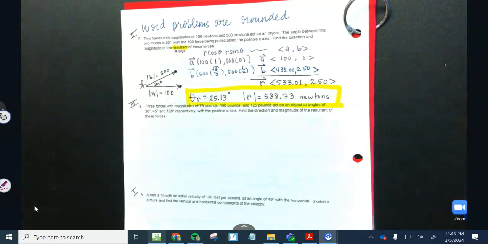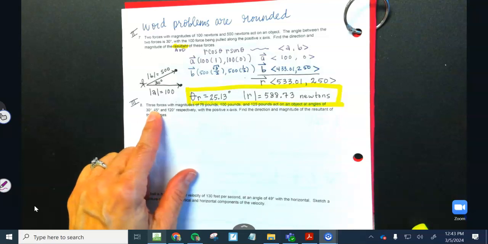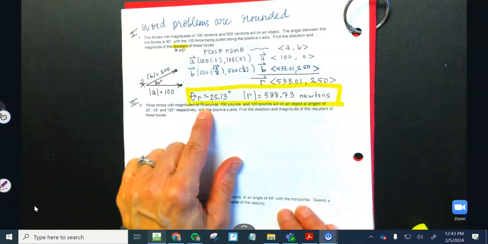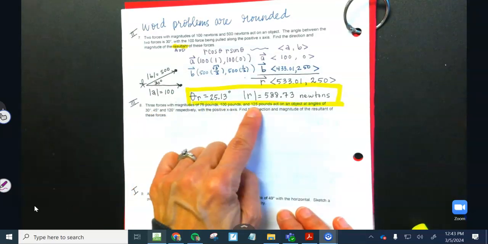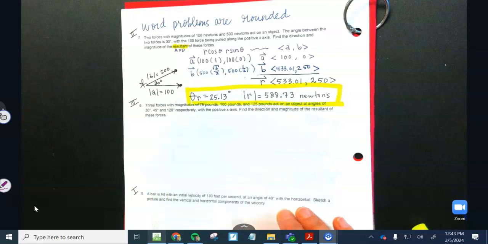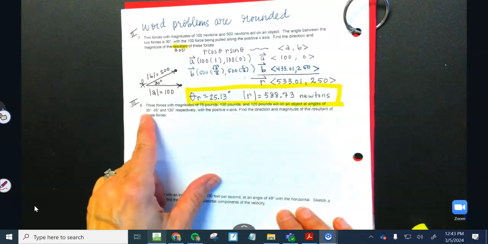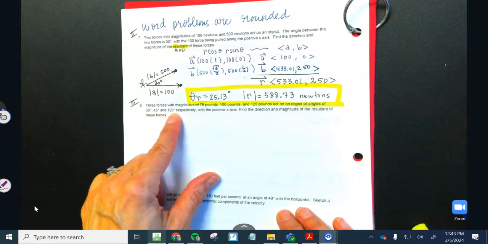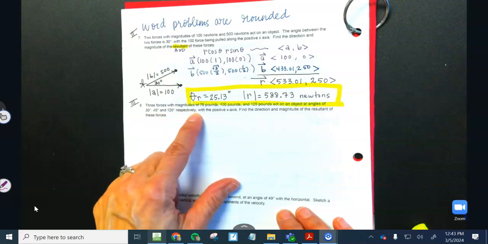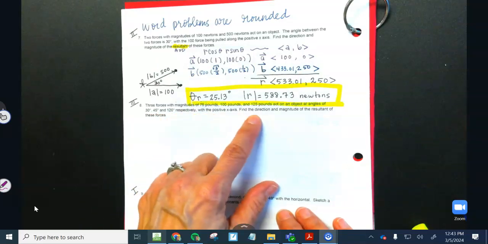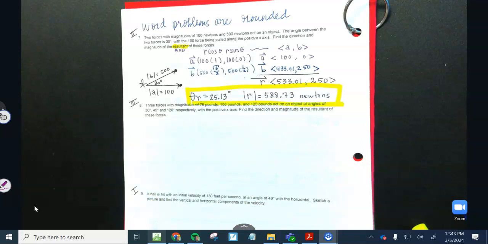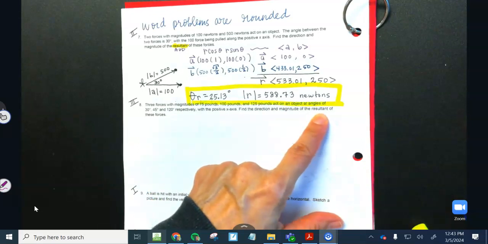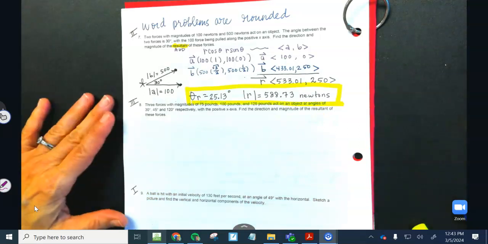All right, for the next problem, you're going to have 3 forces with magnitudes of 75, 100, and 125 pounds. They're going to act on an object at angles of 30, 45, and 120 respectively with the positive x-axis. Find the direction and the magnitude of the resultant. There's that word resultant. We know we're adding these together again.